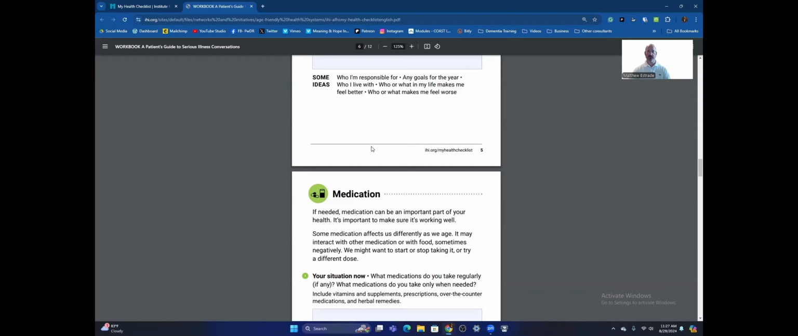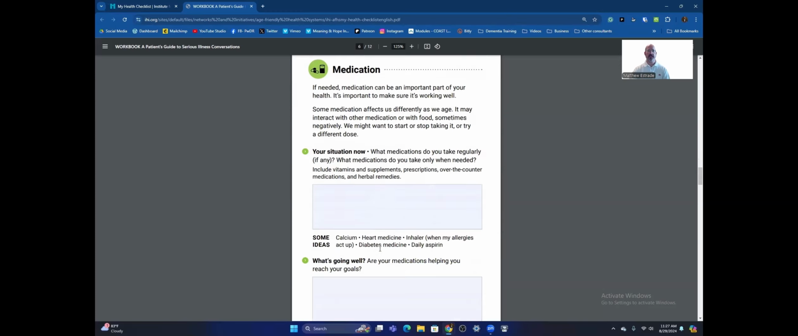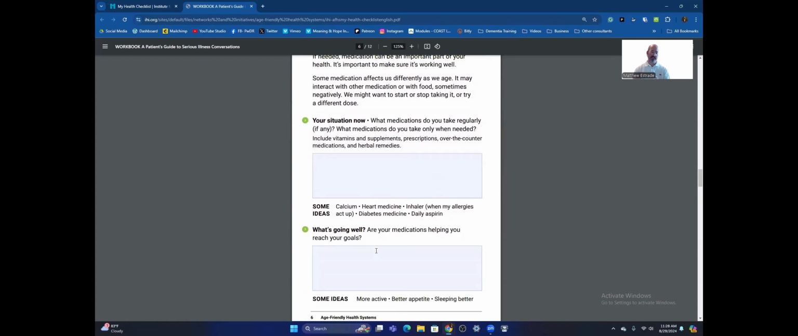So that sets a really good stage in your mind, but also in the provider's mind, of what life is like. And then we get into medications. If needed, medications can be an important part of your health. It's important to make sure that the medications you're taking are working well with the other ones. So let's get into these questions very briefly.